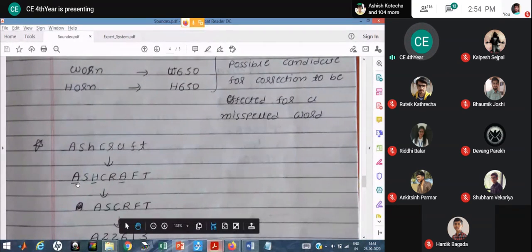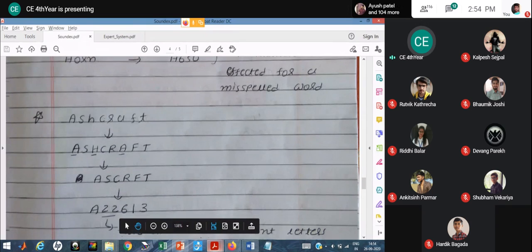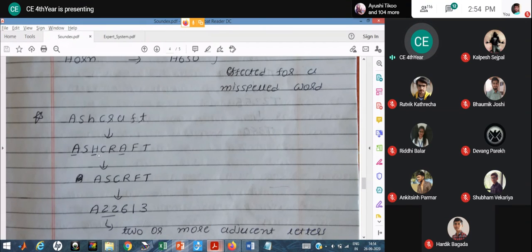So when you are removing it, what do you get? A, S, C, R, F, and T. Okay, so this is what you are getting. Retain the first letter as it is, and apart from that remove A, E, I, O, U, H, W, Y if present. Here H is present, A is present, so you remove them. Now you are getting A, S, C, R, F, T.